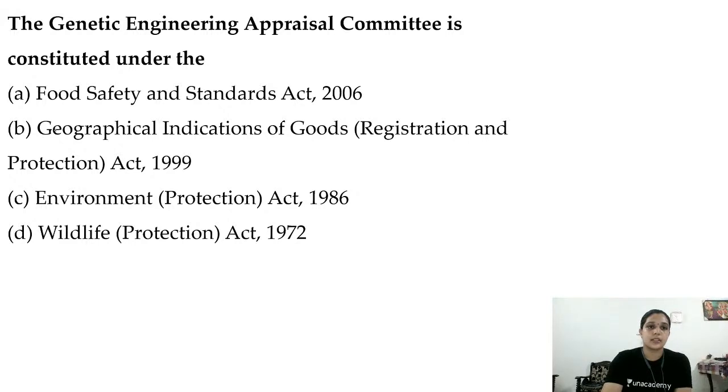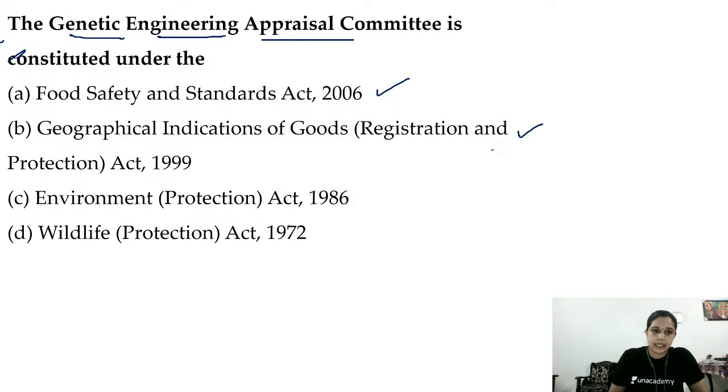Okay, next. Genetic Engineering Appraisal Committee, very important. So let's see this. Many people will get confused about this committee. The options are Food Safety Standards, Geographical Indications, Wildlife Protection Act, Environment Protection Act. Okay, I'll ask you one thing. Is genetic engineering used only for food? Is genetics used only for food? No. So obviously food safety and standards will not come.